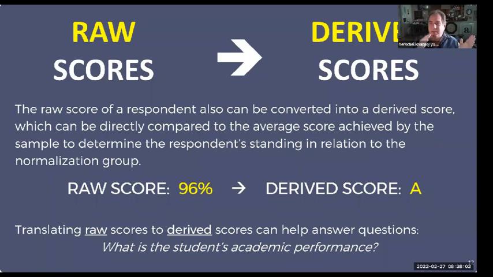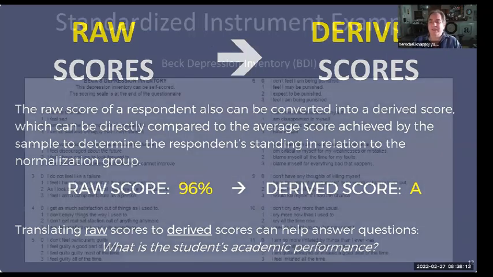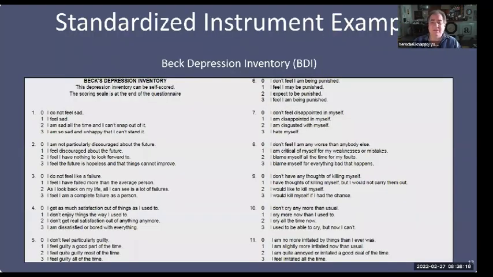So any questions on the leap from raw score to a derived score? Okay, fairly straightforward. So let's take a look at one of these standardized instruments. I selected the Beck Depression Inventory as an exemplar because depression is just such a common diagnosis among our clients that we see. I believe it's among the most prevalent disorders. And here we have the Beck Depression Inventory.